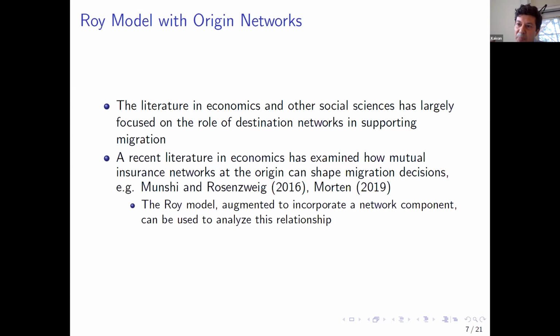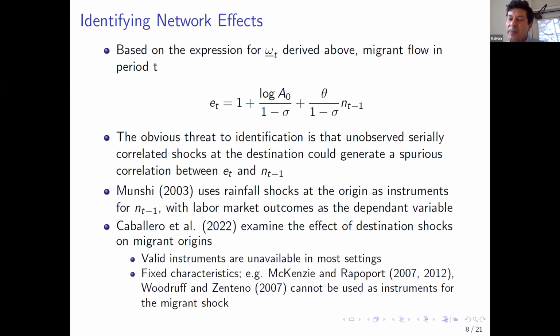All right, but the key point is that the Roy model, in some sense, that key workhorse model, can always be applied. There's always some dimension along which people are sorting. There are payoffs at the origin, there are payoffs at the destination, and depending on the context, you can add the network either at the origin or at the destination. So now what I want to do is to talk about something else, which is the identification of network effects.